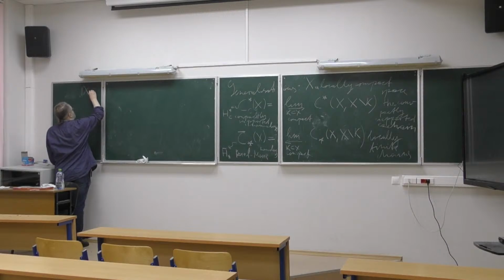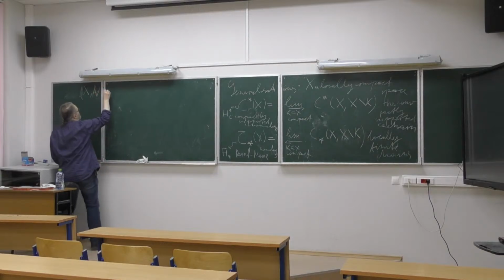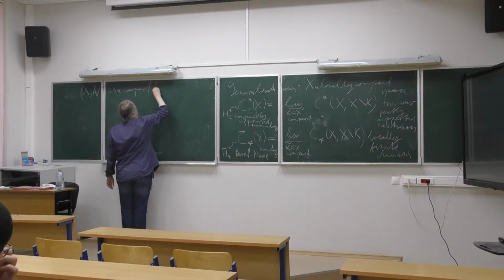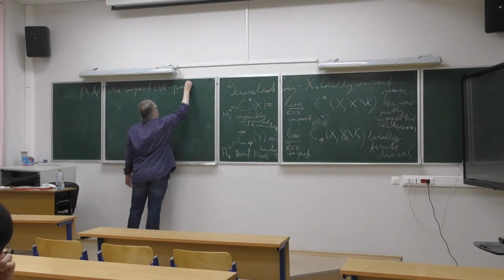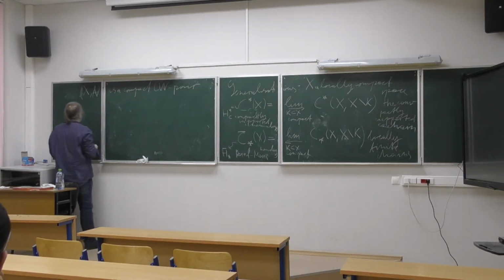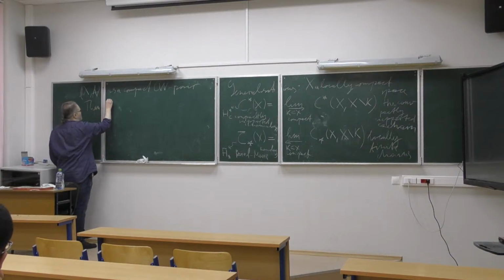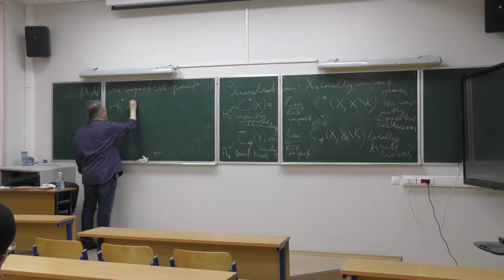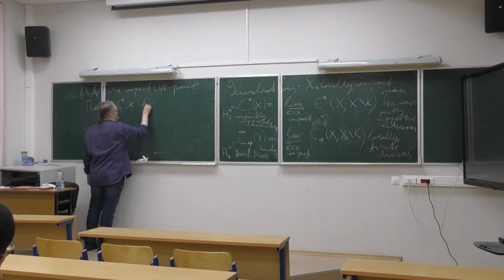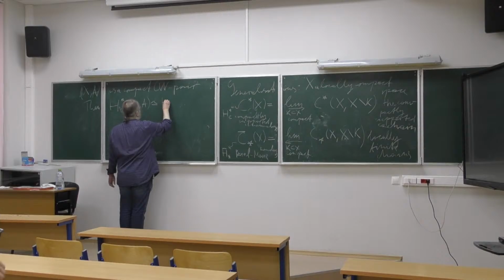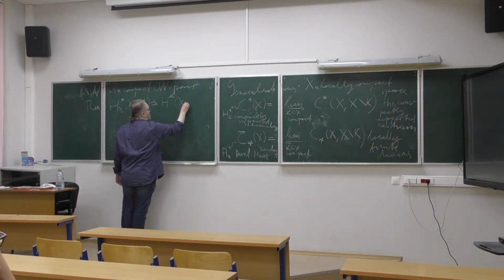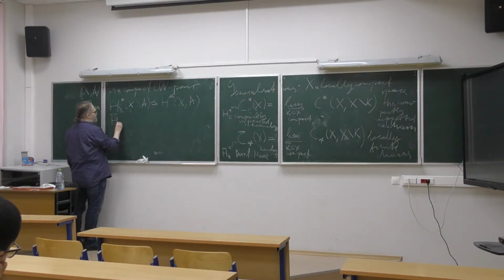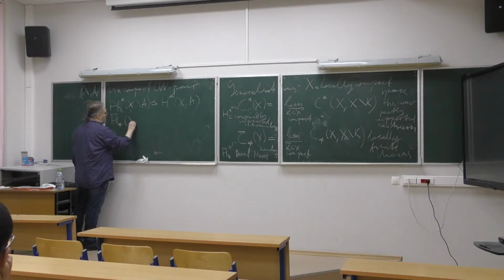suppose (X, A) is a compact CW pair. Then the compactly supported cohomology of X minus A is simply isomorphic to the relative cohomology of X mod A, and the same applies to the Borel-Moore homology.